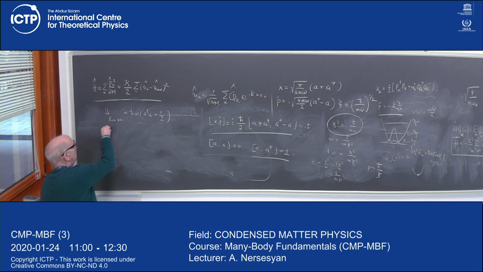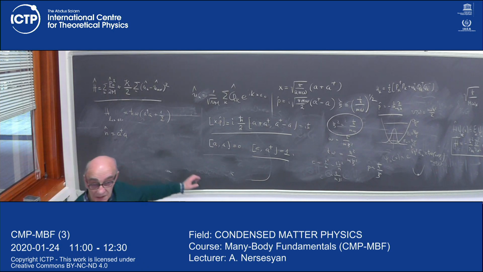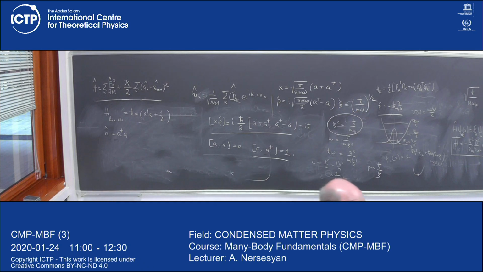You introduce the particle number operator, or occupation number operator, A dagger A. And then ask the following thing: whether or not it's possible to find a set of states in which N is diagonal. By the way, notice this is a Hermitian operator, even though A dagger and A are non-Hermitian. The occupation number is a Hermitian operator. Therefore, its eigenvalue must be real and measurable.